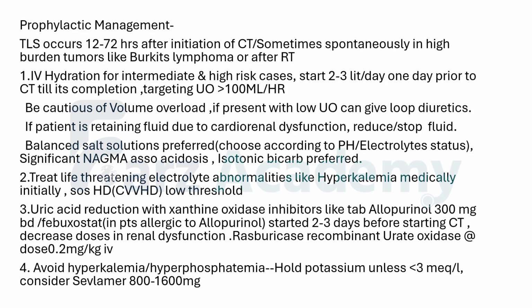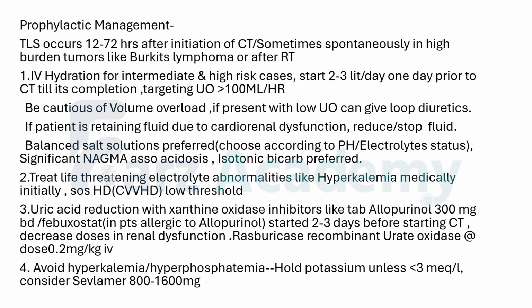If you are making it in 0.9 normal saline or RL solution, then you have to add only 40 ml to make it isotonic. But if there is no NAGMA, don't use bicarb. Treat life threatening electrolyte abnormalities, I have already mentioned. Again, we will see which modality of dialysis and why continuous versus intermittent.